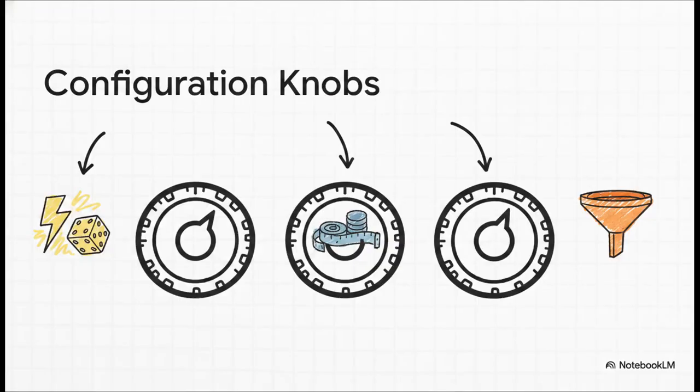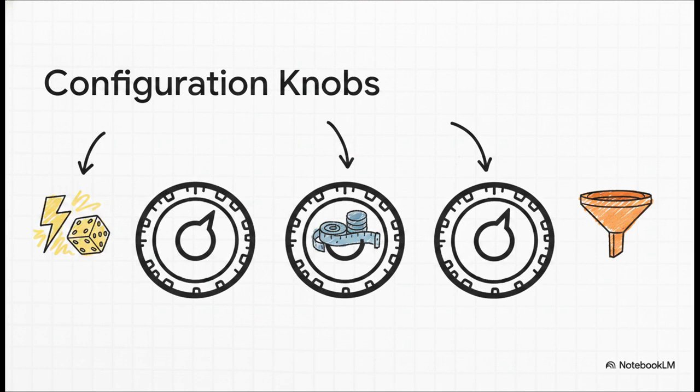Beyond just the libraries, moving to code means you are taking direct control over the model's fundamental behavior, using specific configuration parameters. You aren't just sending instructions anymore. You're actively tuning the engine. Let's look at how these work mechanically.